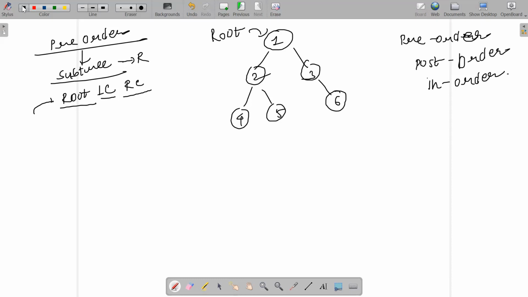Can we start visiting? You have to start visiting all the nodes, whatever I have, from the root itself. How to go ahead? Let me know. How should the pre-order traversal look? What are your thoughts on that?